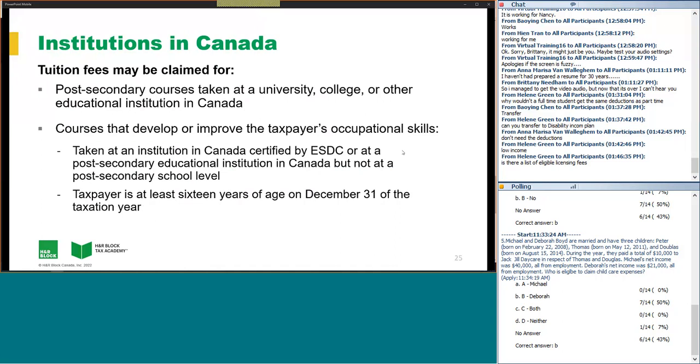Okay. Fees can be claimed for institutions in Canada if it is post-secondary, taken at a university, college, or other institution, or courses that develop or improve your occupational skills, like this one. If it's those, it has to be taken in an institution certified. We are a certified institution in this course, or at a post-secondary education in Canada, but not at a post-secondary level. You can take university courses without getting it towards a degree. That would count, okay? But in that case, you have to be 16 or older to get the tuition credit.